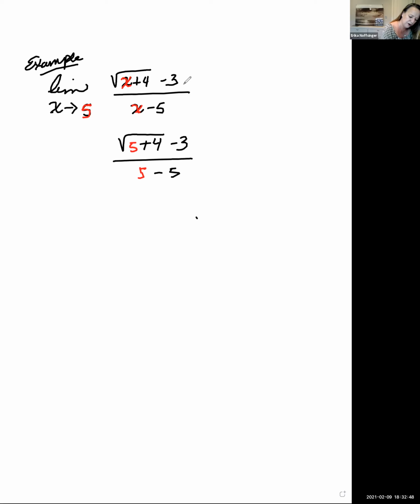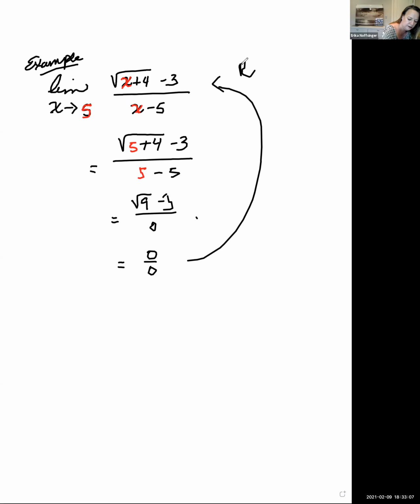I can also see my numerator is going to go to 0 because we have the square root of 4 plus 5, which is the square root of 9 minus 3, all over 0. So 0 over 0. So we want to rationalize the numerator.